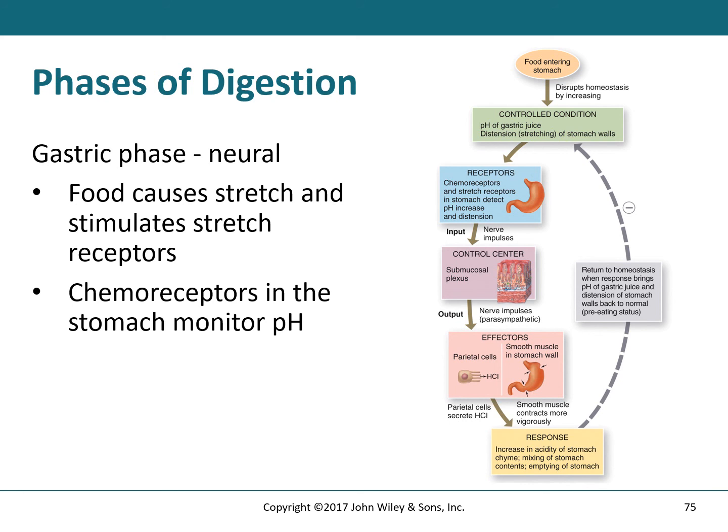Remember, we talked about this plexus before, and that sends nerve impulses to the parasympathetic nervous system. And that causes regulation of effectors, and the 2 effectors we're seeing here are parietal cells that secrete hydrochloric acid, and the stomach has smooth muscle in its walls, and this causes contraction of that smooth muscle. So in response to this stimulation, there's an increase in acidity of the stomach chyme and a mixing of the stomach contents as well as emptying of the stomach. And what you see is that it returns to homeostasis via these responses.